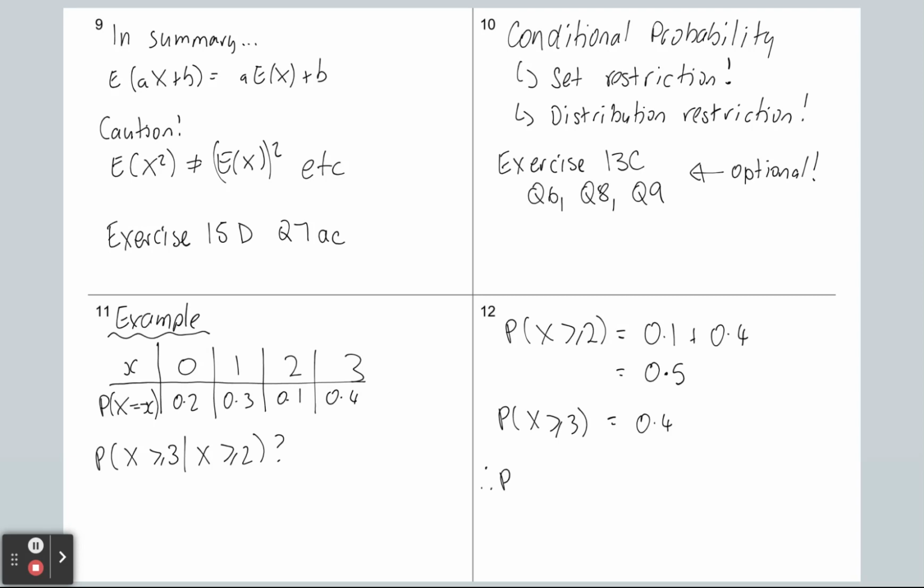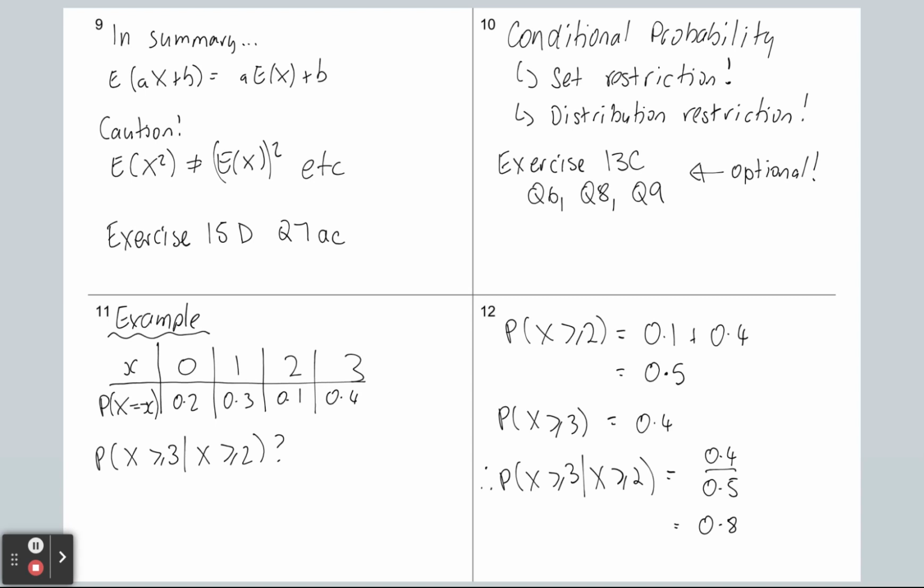So therefore, the probability that x is greater than or equal to 3, given that x is greater than or equal to 2, is where we bring our set restriction in. So we're going to say the probability of x greater than or equal to 3 is 0.4, out of a possible 0.5 of the probability distribution. Then you can pop that into your calculator if you want to, or you can work it out by going, that's 4/5, however it works for you. That gives you a final probability of 0.8.